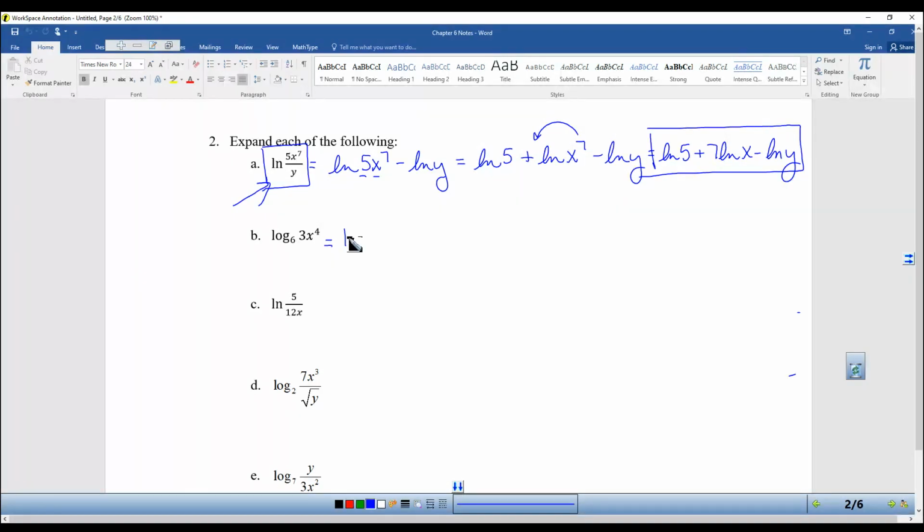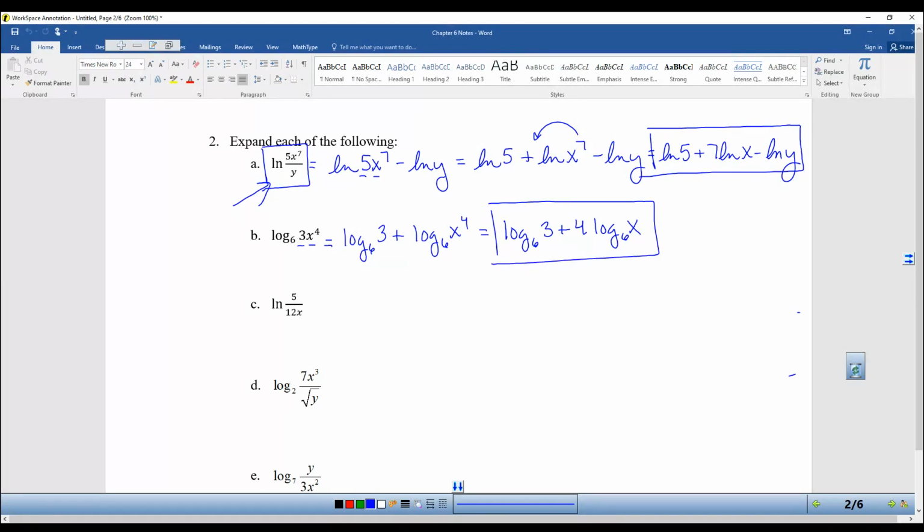Okay, so the first step is to always take care of the multiplication or division. This one only has multiplication. It's easy to forget to write the base. This is log base 6, has to be rewritten every time. And then the second step is always to take care of your exponent, which you can bring out in front. And that is your simplified form.